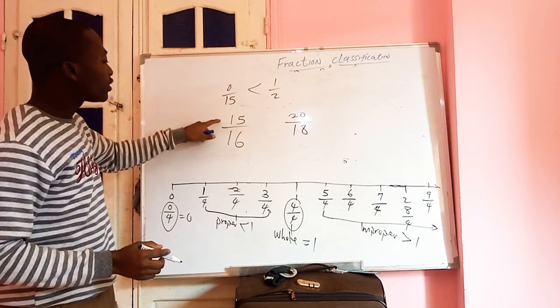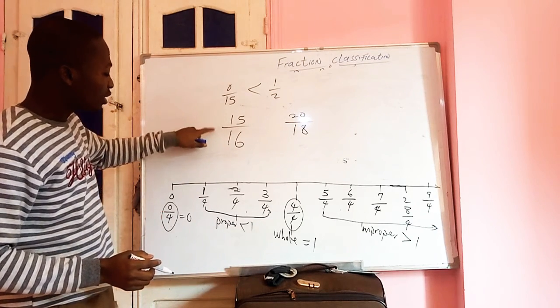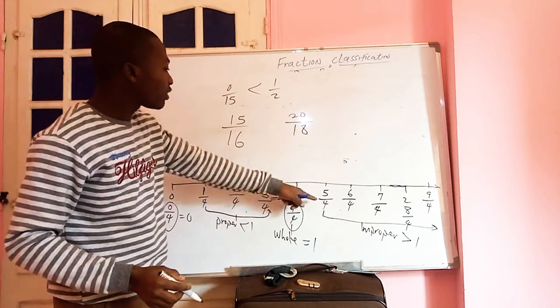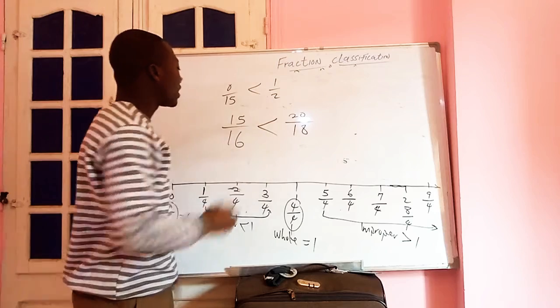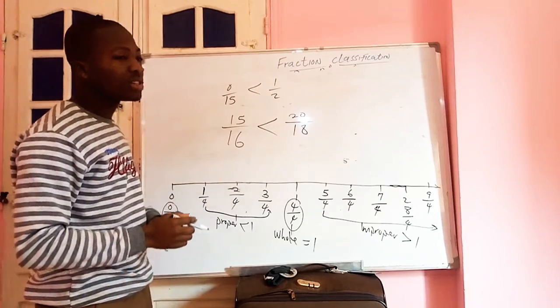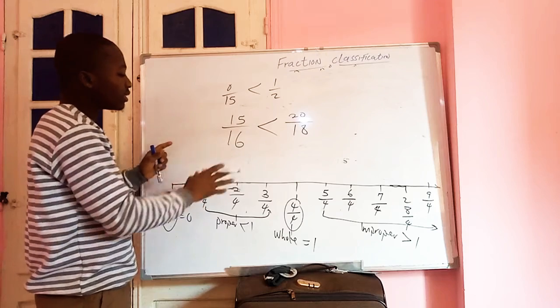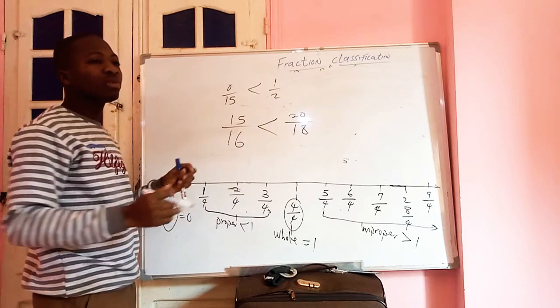So this 15/16 is a proper fraction, and 20/18 is an improper fraction. So definitely this is less. 15/16 is less than 20/18. So we can use this type of fraction, this classification of fraction, to compare between the fractions that we have.